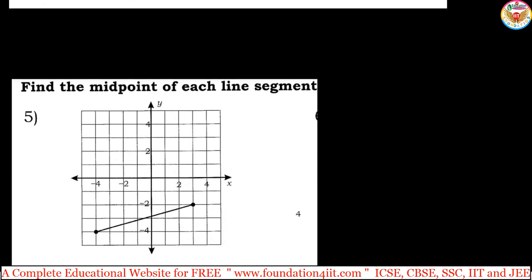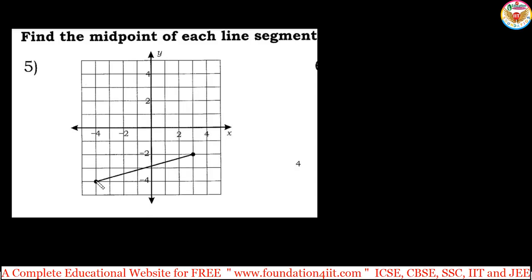Same question, if they are asking the midpoint on the line segment, you can write the points of this. Let it be A and B. Don't use the scale to find out the center, just write the coordinate point of A. In this graph, the first x value is minus 4, and the y value is also minus 4. So minus 4 comma minus 4 is A. And B, the x value is 3 and the y value is minus 2. So 3 comma minus 2.